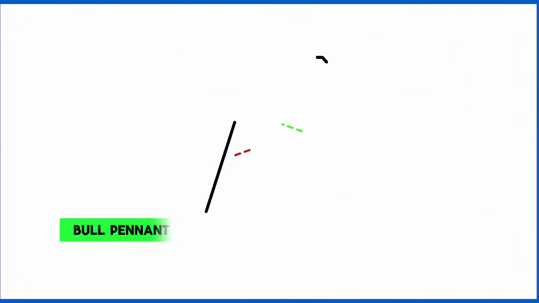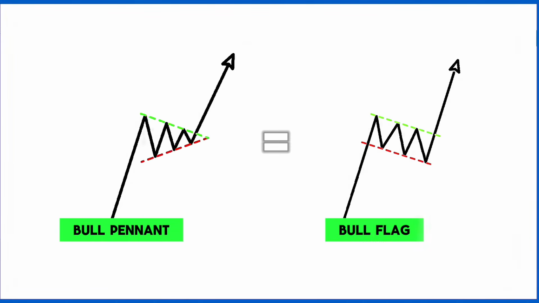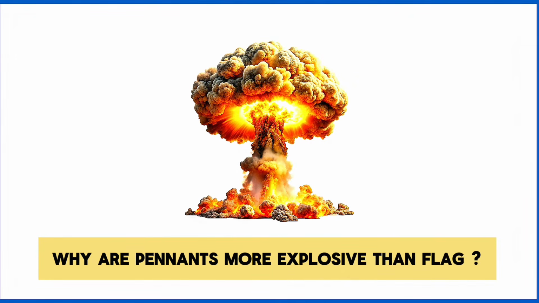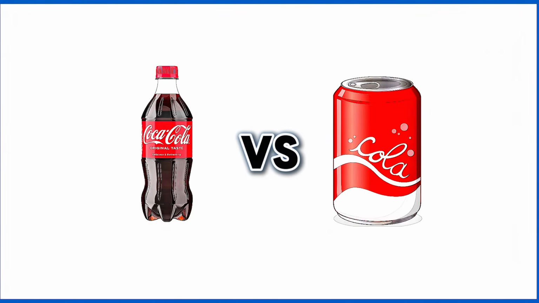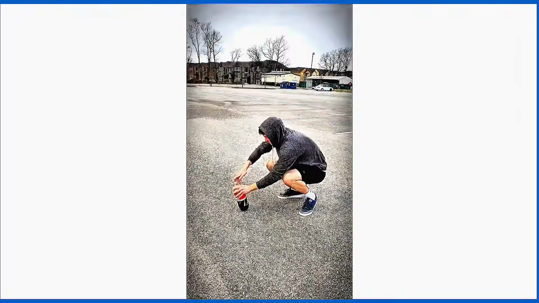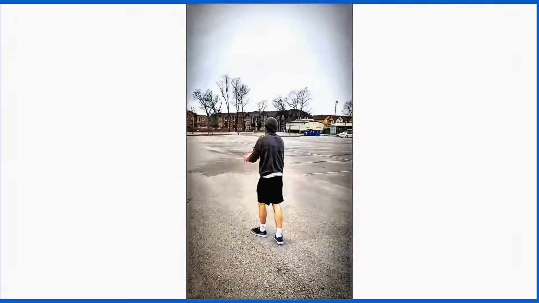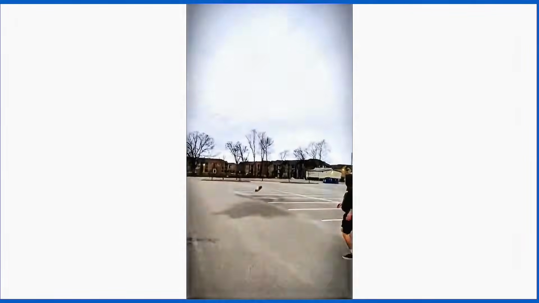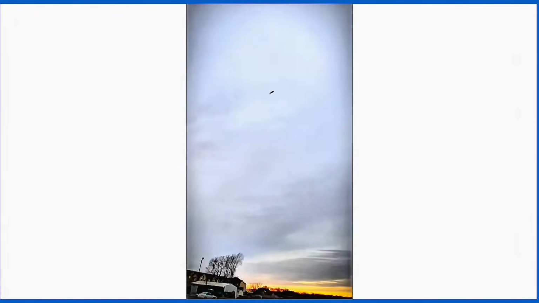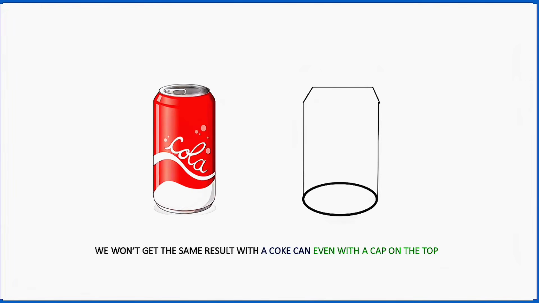Although a bull pennant looks very similar to a bull flag pattern, it can often lead to far more explosive breakouts. Let me explain this with a simple example. Think of a Coke bottle versus a Coke can. I'm sure you've seen videos where someone shakes a Coke bottle and then pops the cap. It explodes everywhere. But if you do the same thing with a Coke can, you don't get the same dramatic effect. Why? Because of the shape.